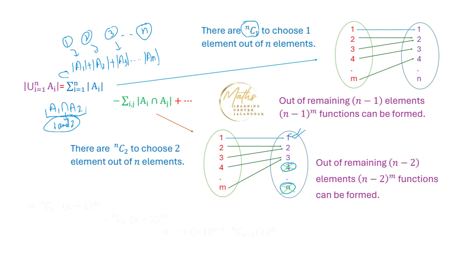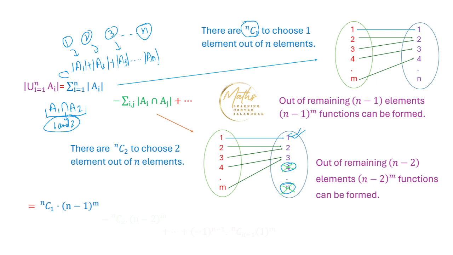So the value we are obtaining over here, the value of the first term of this sum, is equal to this: we can first choose one element out of these n elements in nC1 ways, and then from the remaining n minus 1 elements we can form these many functions.